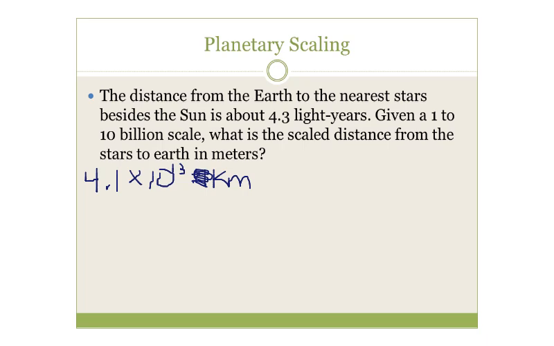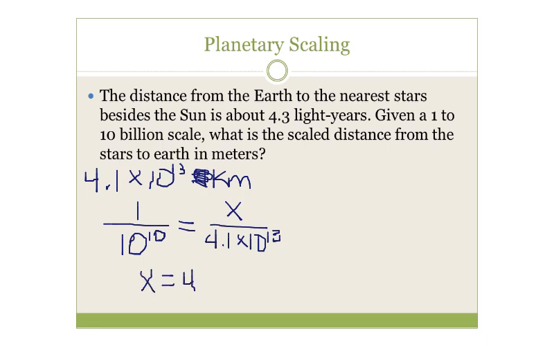Using a 1 to 10 billion scale, we want the scaled distance from the stars to the Earth in meters. So we have 1 over 10 to the 10th power. We'll just set up a proportion here. The scaled distance, which we don't know, x, over the distance in kilometers, 4.1 times 10 to the 13th. Cross multiply and solve for x. And we get about 4,100 kilometers.